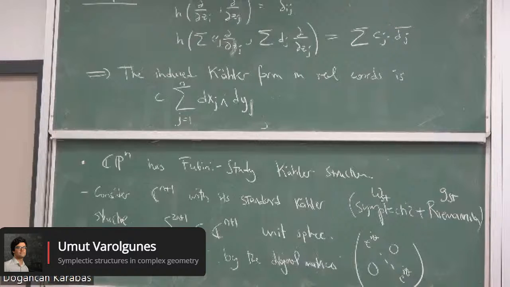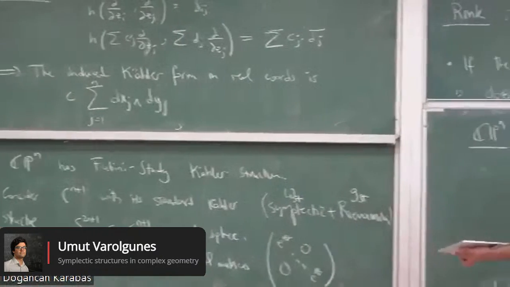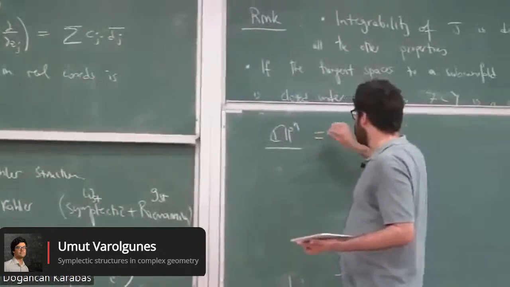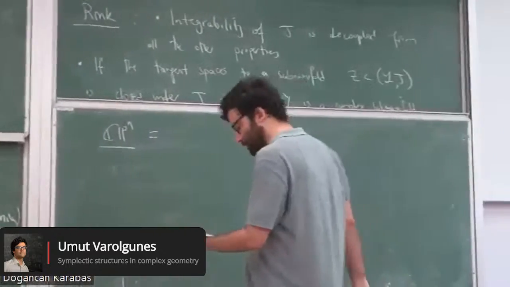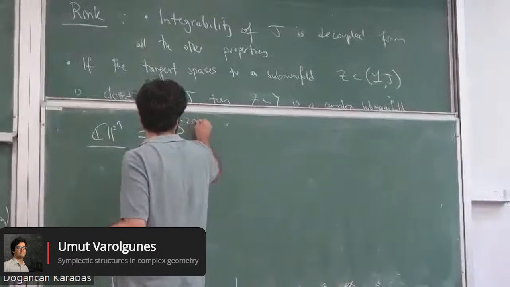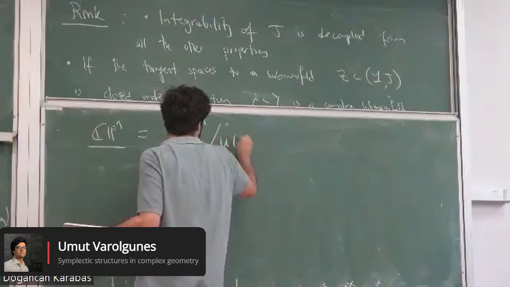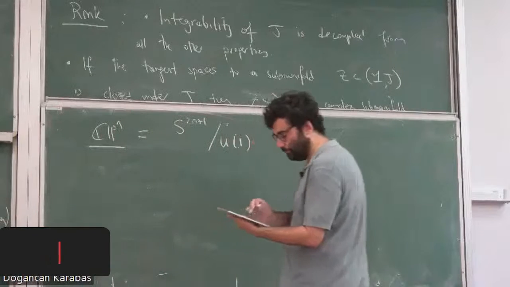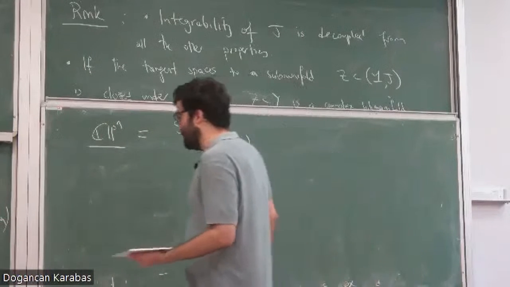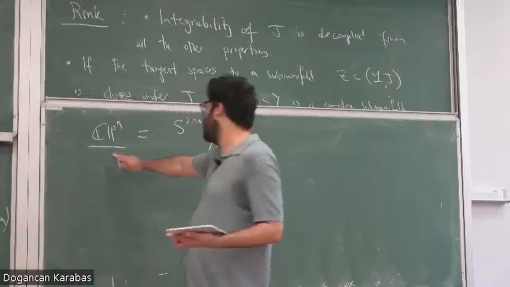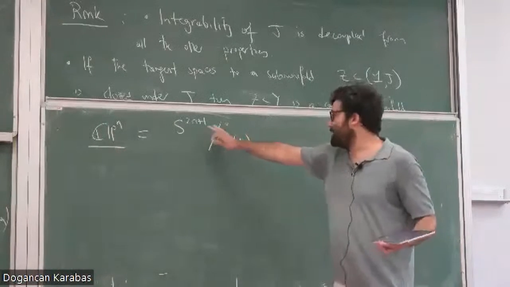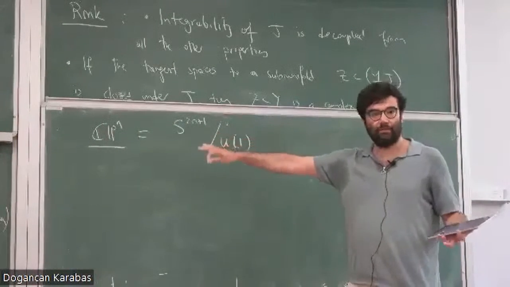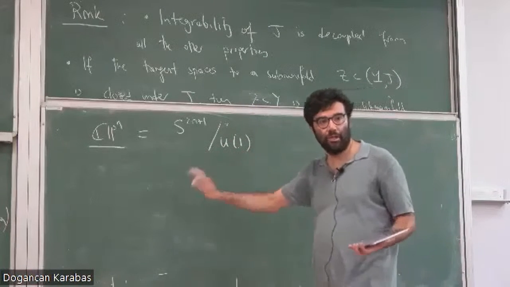Just being pedantic, CPn is by definition equal to S2n plus 1 modulo this action of U1. This is what I just said. Now let's try to understand the tangent spaces of this quotient. This is a free action, so I can take the quotient and it's going to give me a manifold. I'm using that manifold structure.